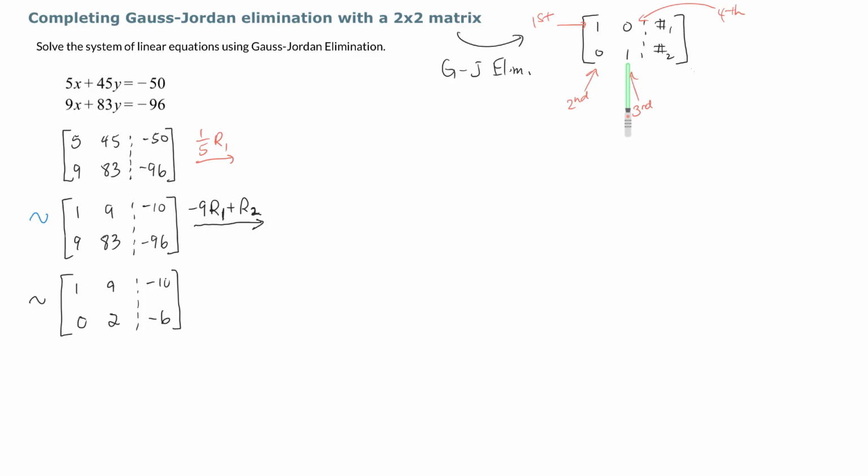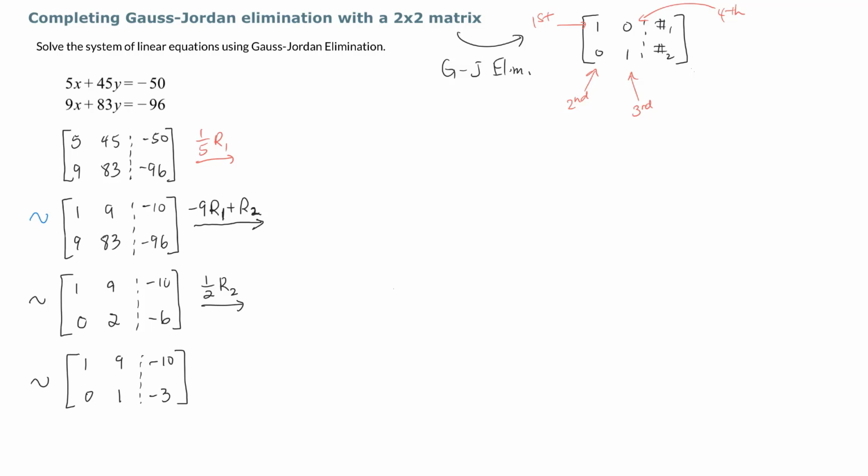We're at the third spot already. Can we get this to be a leading 1? And the answer is yes, we can. So 1/2 times row 2 and then store in row 2. Once again, write tilde to symbolize row equivalent. Be very, very neat. Row 1 doesn't change. Negative 10, 0, 1, negative 3.